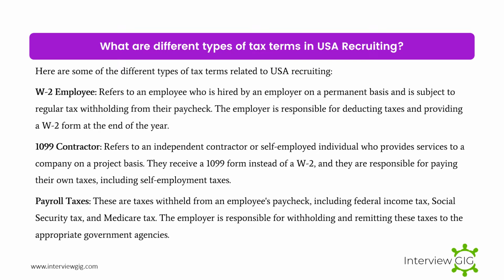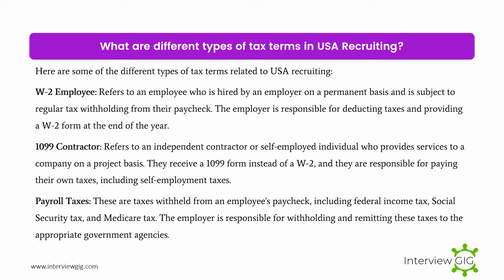A W-2 employee refers to an employee who is hired by an employer on a permanent basis and is subject to regular tax withholding from their paycheck. The employer is responsible for deducting taxes and providing a W-2 form at the end of the year. A 1099 contractor refers to an independent contractor or self-employed individual who provides services to a company on a project basis.